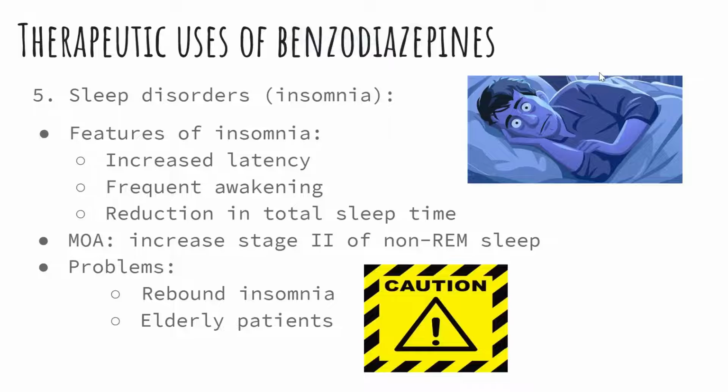Alright, so the fifth use of benzodiazepines is in the treatment of sleep disorders, like insomnia, for example, اللي هو الأرق. The features of insomnia, الأعراض اللي بنشوفها على مريض الأرق, is that they have an increased latency of sleep. Now, what does that mean? An increased latency of sleep means that the patient needs more time to fall asleep than the average human being.